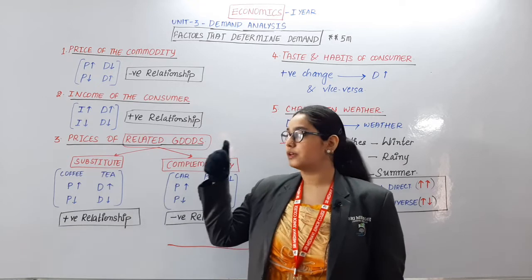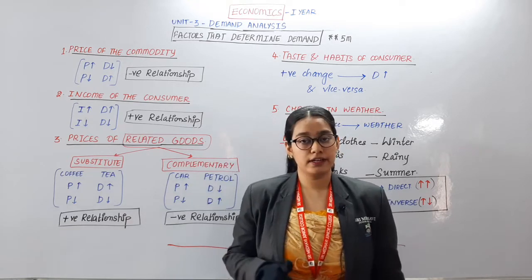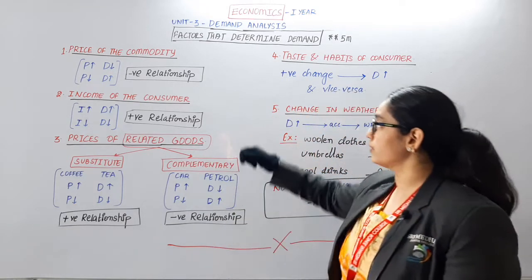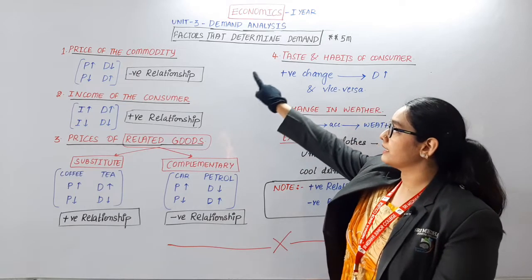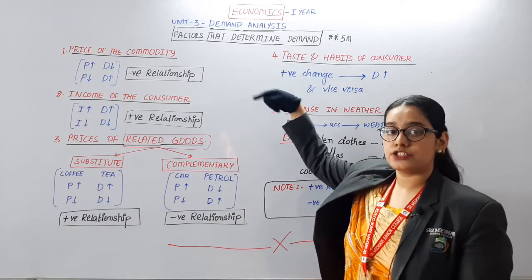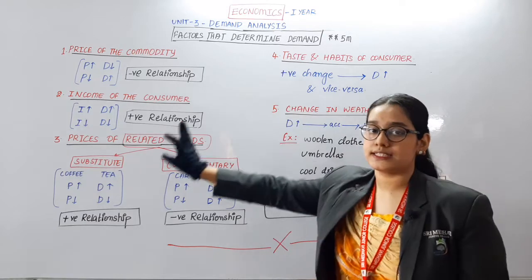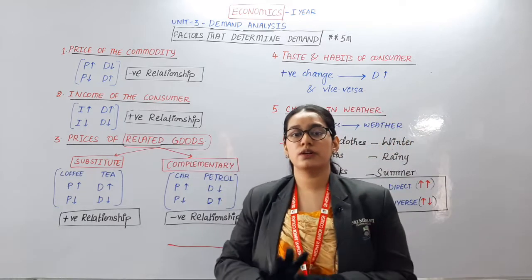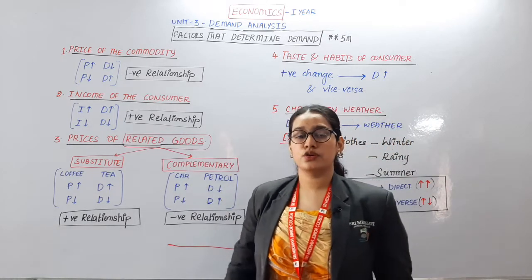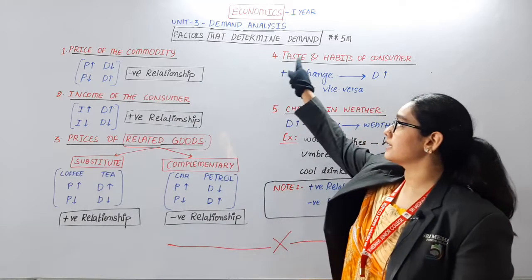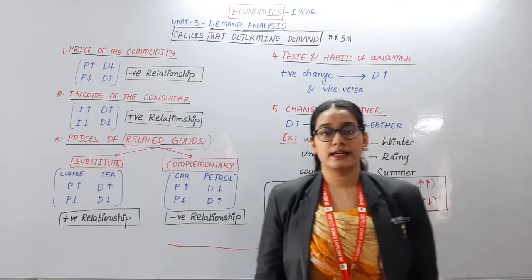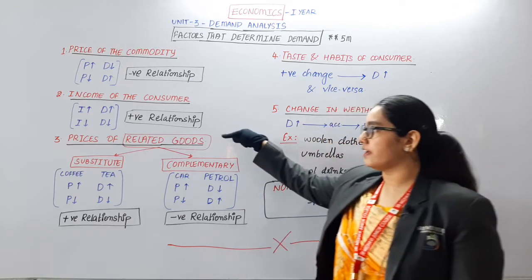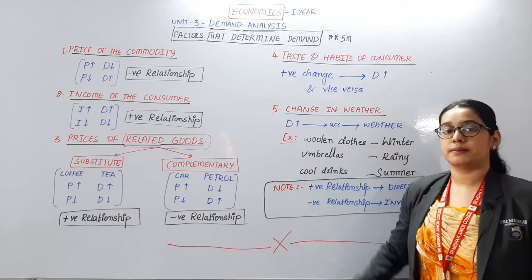Alright. So unit number 3 is also very important, and today's topic which we are going to discuss is factors that determine demand. The chapter name is demand analysis. In the whole unit we are going to learn about demand. So what are the factors that determine demand? Okay, so these are the 5 side headings which determine demand.